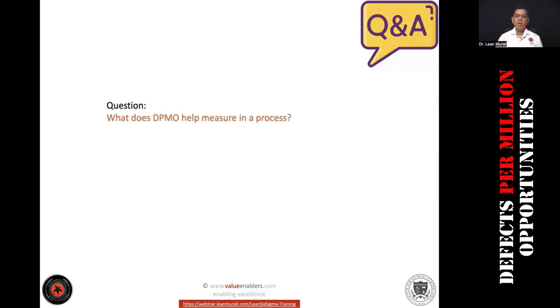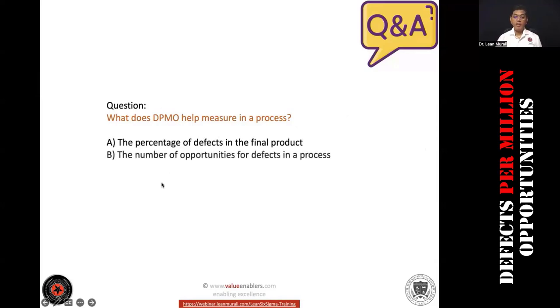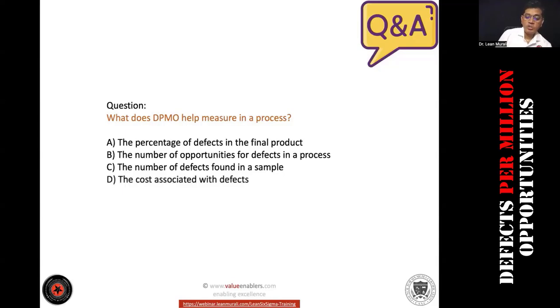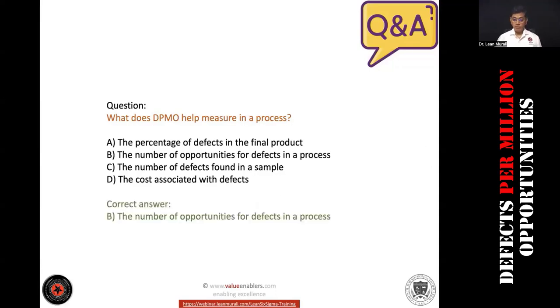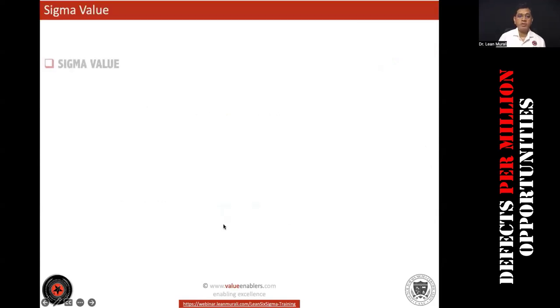Okay. So some more questions on DPMO because it's a subject. What does DPMO help measure in a process? The percentage of defects in the final product, the number of opportunities for defects in a process, the number of defects found in the sample, or costs associated with the defect. A little tricky question, but put your mind, choose the best answer. All right, let's see what's the right answer. Number of opportunities for defects in a process.